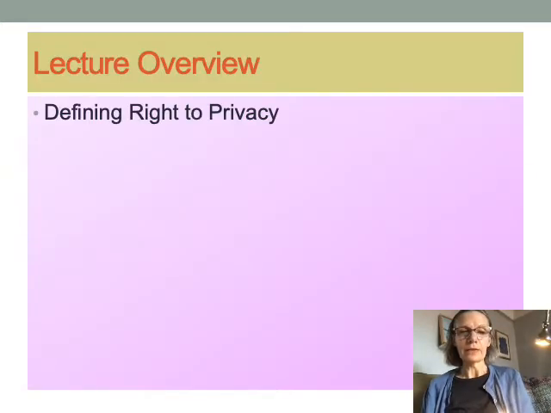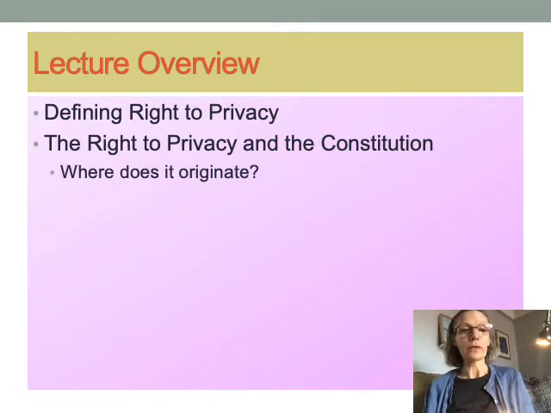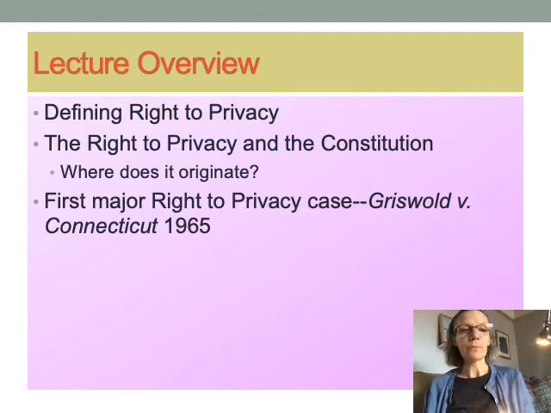So in this lecture, we're going to first define what we mean by the right to privacy. Then we're going to look at where the right to privacy is in relationship to the Constitution. In other words, where does the right to privacy originate from? And then we're going to take a look at the first major right to privacy case, which is Griswold versus Connecticut.